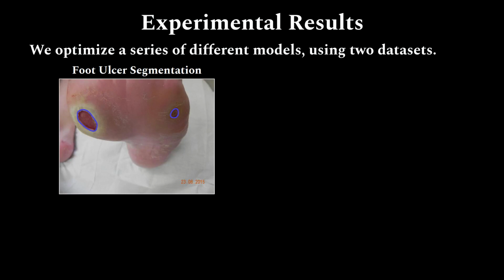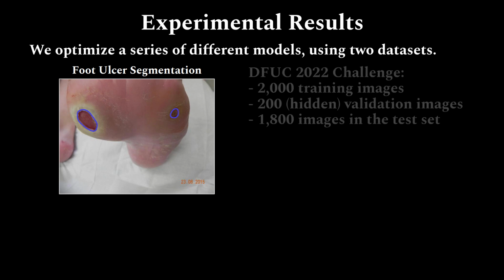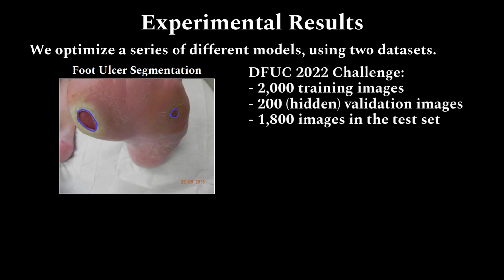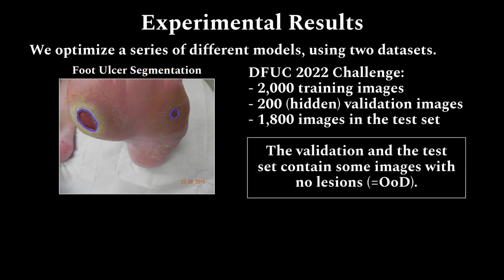So let me just go directly to results, so you can check the training details in the paper. But this is for the foot ulcer segmentation problem. You can see that this is the kind of images we have. 2000 for training, and then 2000 for validation, and 1800 for test, and we did not have the ground truth for the validation and test images, but we knew that some of them would not contain foot ulcers. So the validation and the test sets contain some images with no lesions.